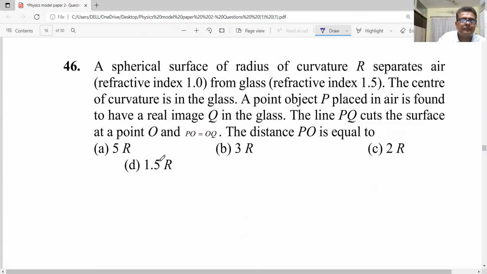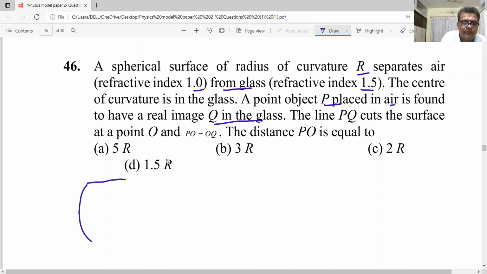46th question. A spherical surface of radius of curvature capital R separates air of refractive index 1.0 from glass of refractive index 1.5. The center of curvature is in the glass. A point object P is placed in air and is found to have a real image Q in the glass. The line PQ cuts the surface at point O. PO and OQ are one and the same. The distance PO is equal to. Let me see now the diagram.